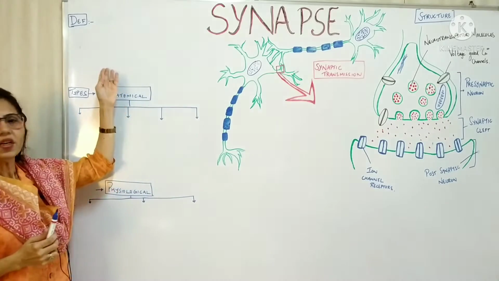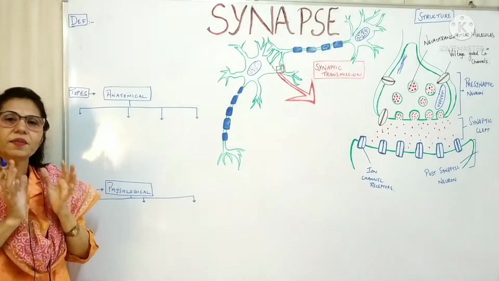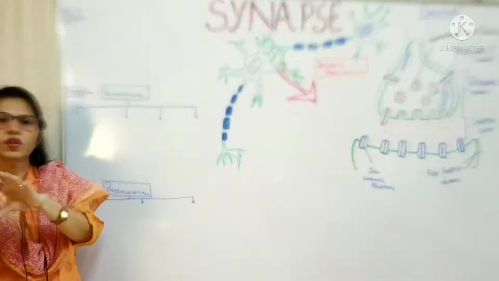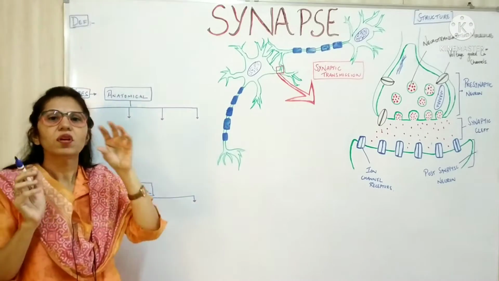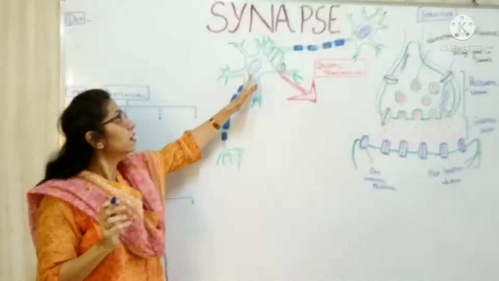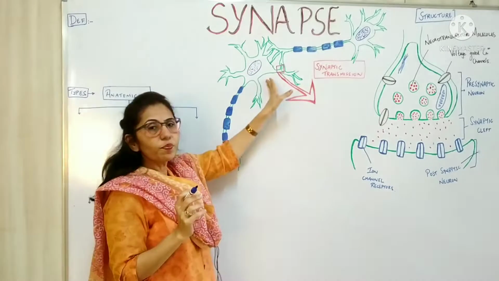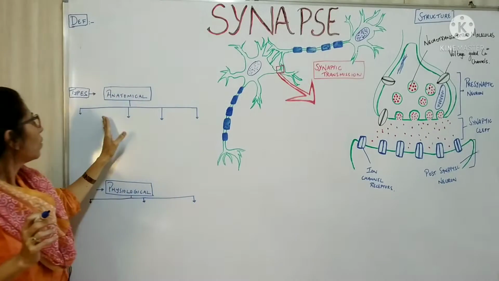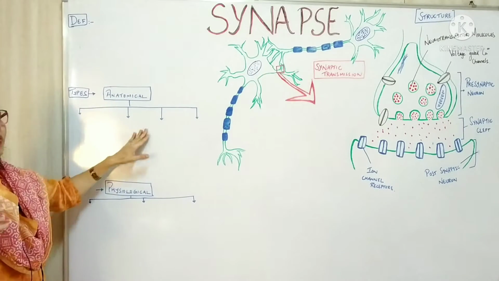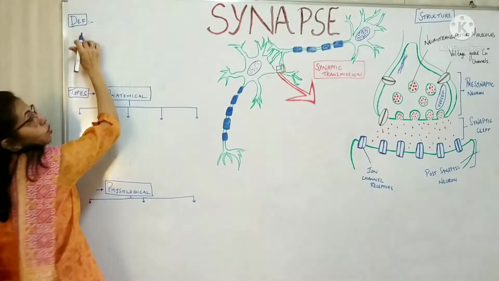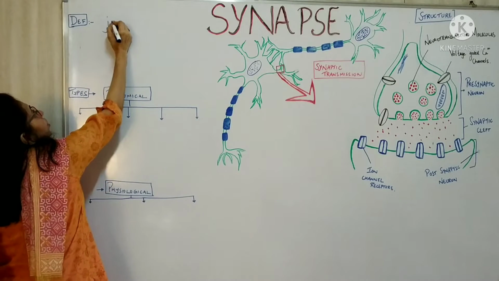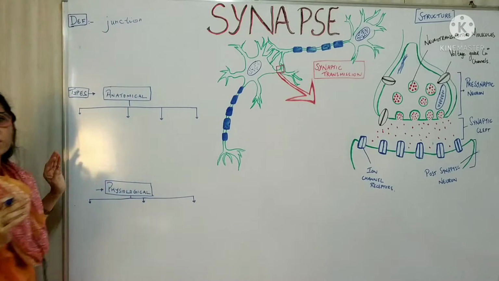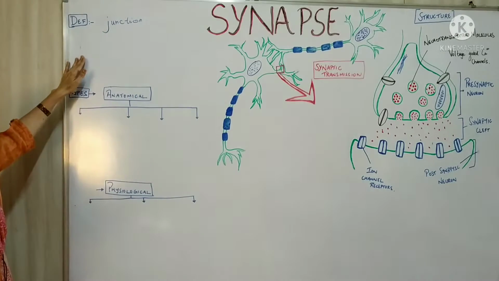So first, coming to the definition of synapse. Synapse is a junction between the two neurons. We know the parts of the neuron: we have an axon, we have dendrites and we have the soma. Depending on what part of the neuron is taking part in the synaptic connection, we can divide the synapse anatomically into different parts. First, by definition, as I told you, synapse is the junction between the two neurons. Sherrington was the first person to give this term synapse.